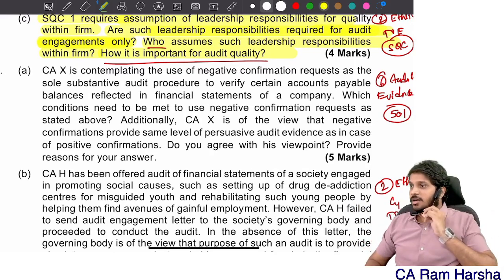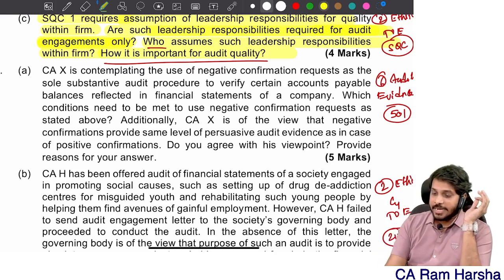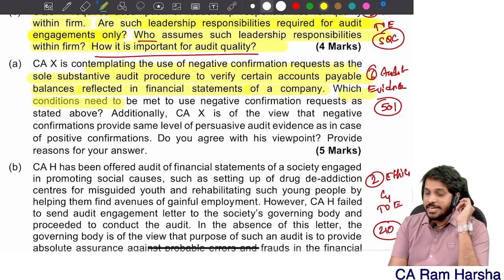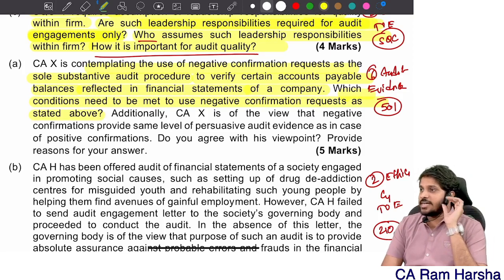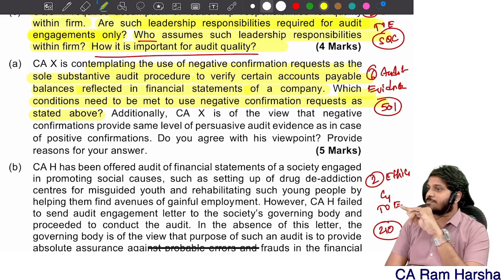TAX is contemplating use of a negative confirmation request as a sole substantive audit procedure to verify certain accounts payable balances reflected in the financials of a company. Which conditions need to be met to use negative confirmation as stated above? Can we use negative confirmation as a sole substantive procedure? Yes, if the following conditions are all present. All the conditions given below should be present.